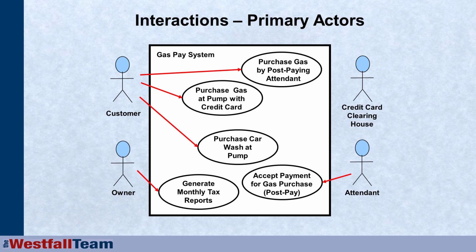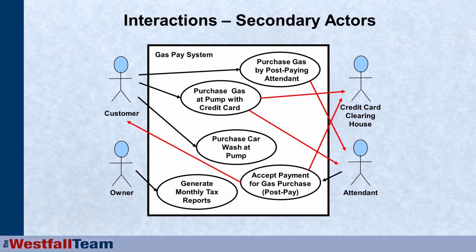The owner might start the monthly reports, or if they come out automatically on the last day of the month, the owner is still the primary actor because they're the target actor that the reports are being done for, even if the system initiates the action. The attendant inside might actually be accepting post-payment for the gas. Those kinds of things.